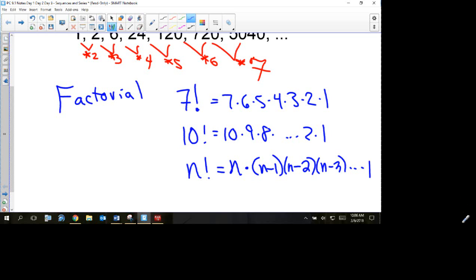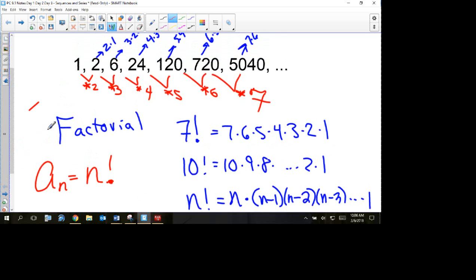So the equation that we have for this one up here is a sub n equals n factorial. Let's see one point there. If 1 was n, then you just get 1. If 2 was n, you do 2 times 1. If 3 was n, you do 3 times 2 times 1, which gives you 6. So if you see any equations where you're multiplying by the next consecutive number, that's going to mean there's a factorial somewhere in your formula.